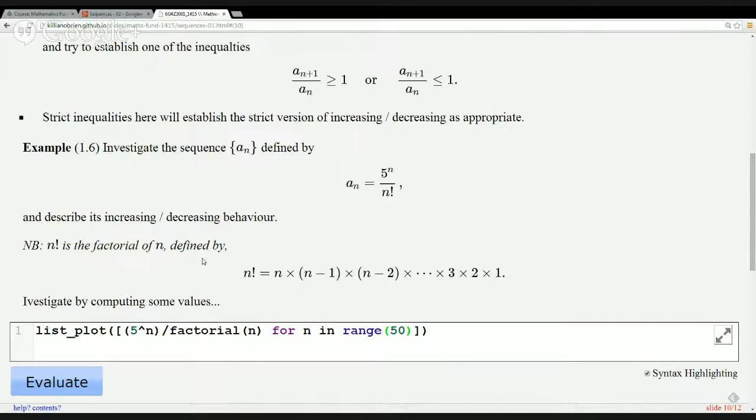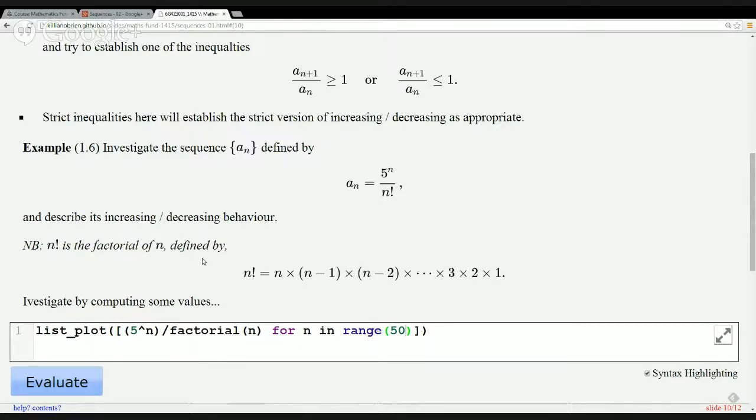Now when you're looking at sequences that have exponentials and factorials in them, very often it's good to try the ratio approach. Actually, the two approaches are equivalent to one another. I mean, anything that you can show with the ratio approach, you'll be able to show with the difference approach as well, and vice versa. It's just a different way of approaching the algebra. So we'll try the ratio approach.